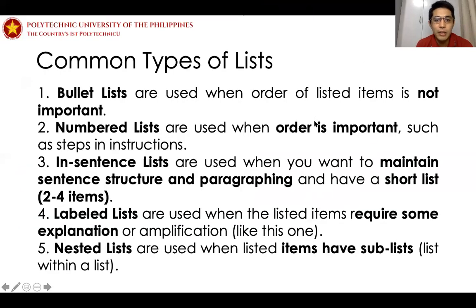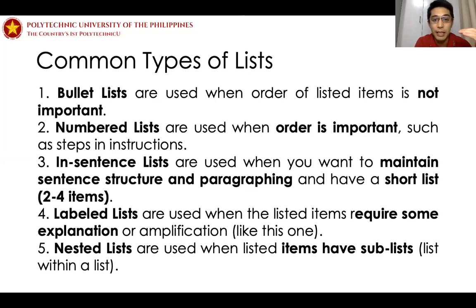Now, what are the common types of lists? We have bullet lists, number lists, in-sentence lists, labeled lists, and nested lists. Before we go into the details of each common type, we have to remember that each type has its own purpose. That means we need to make sure that we are using a particular type of listing simply because that is necessary, or that is practical.